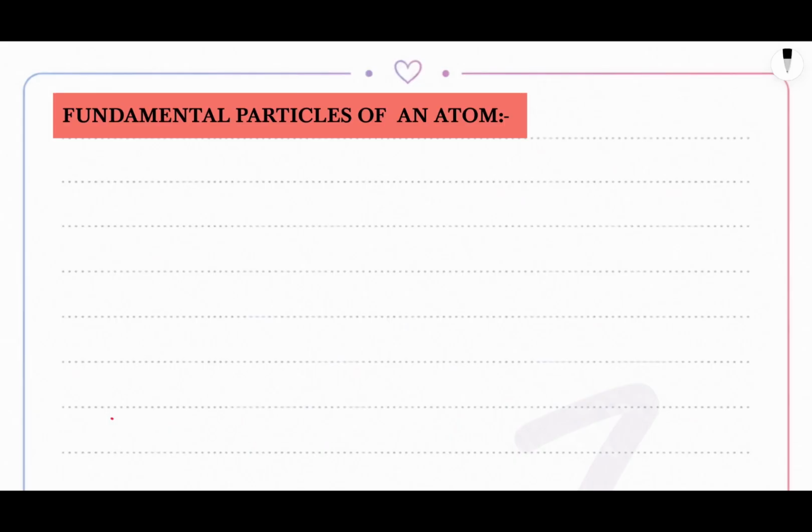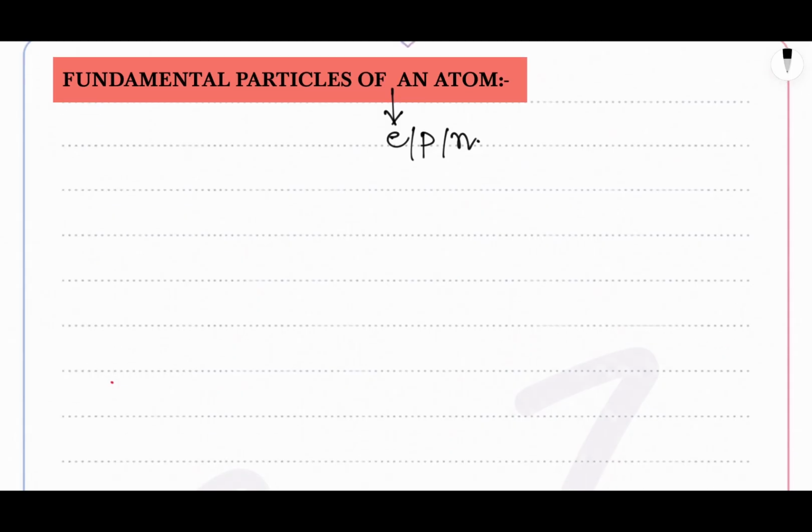Hello students, in this video we are going to talk about the fundamental particles of an atom, and we know there are mainly three fundamental particles of an atom: electron, proton and neutron. So we will talk about some information regarding this electron, proton and neutron here. Let us start with the electron, or nothing but the cathode rays.